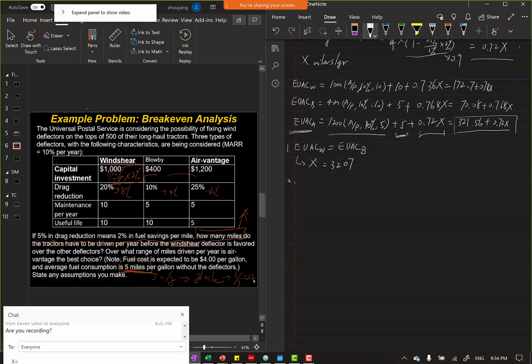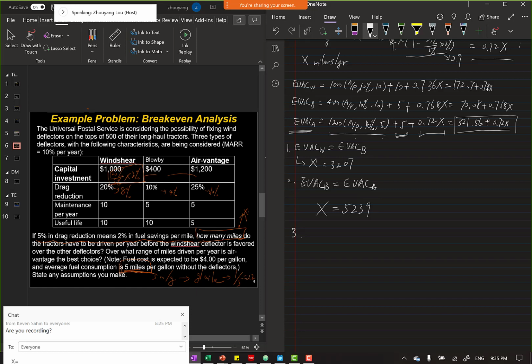Okay, so let me continue. We are in the step of calculating the break-even points. So we set equality between pairs of the annual worth of different options. We have just covered the annual worth of Wind Shear equals the annual worth of Blow-By. So now let's do the annual worth of Blow-By equals the annual worth of Air Advantage. I'll skip ahead here, but to calculate x, you just drop down the numbers and set them equal, and you should get x now will be 5,239 miles per year.